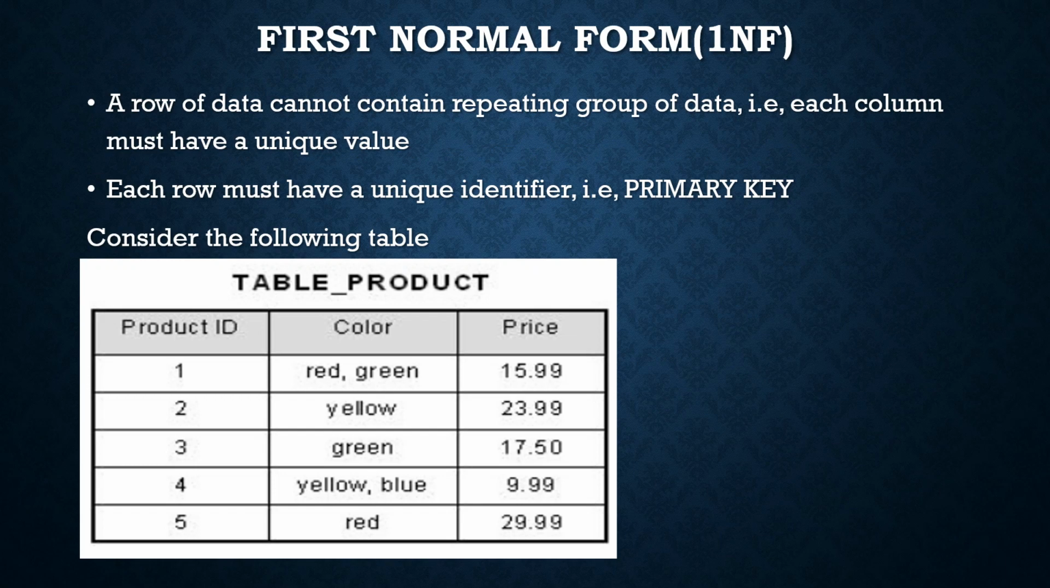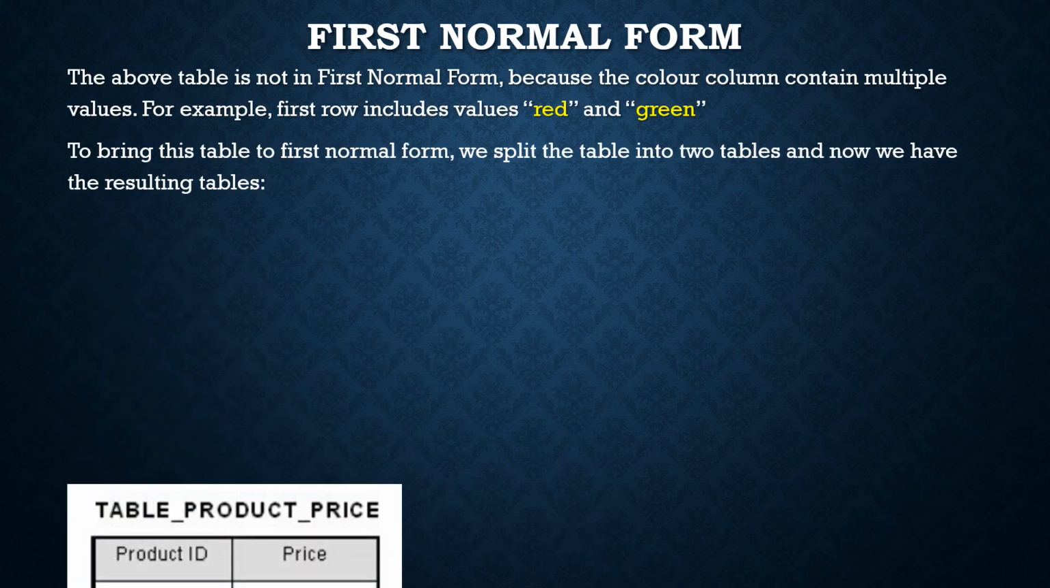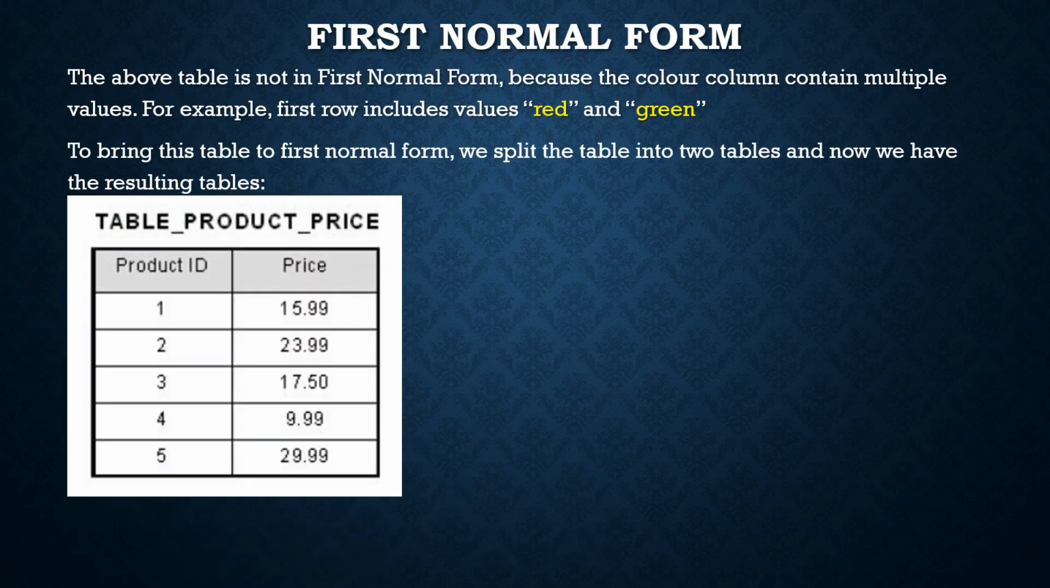And color red and green, which consists of the same price 15.99. And here we are taking product ID 1 at 15.99, and product ID 2 at 23.99, 3 at 17.50, and the fourth one is 9.99, and product ID 5 has its price as 29.99. And take another table.